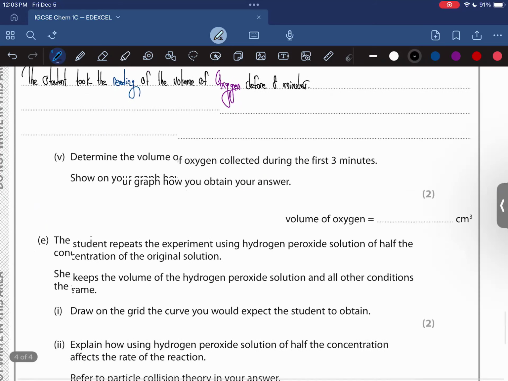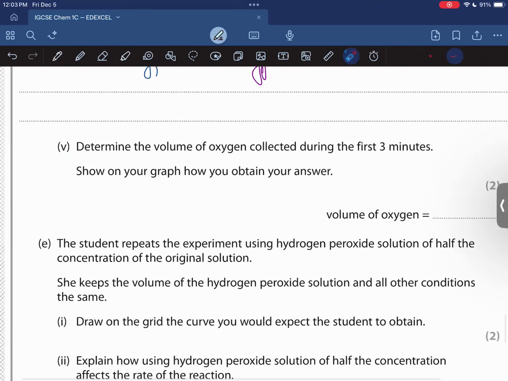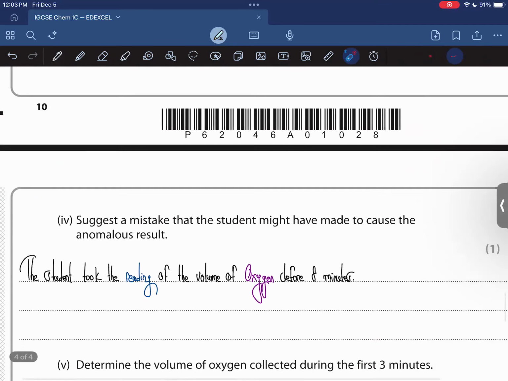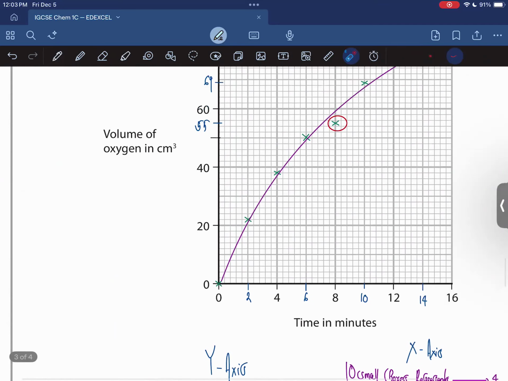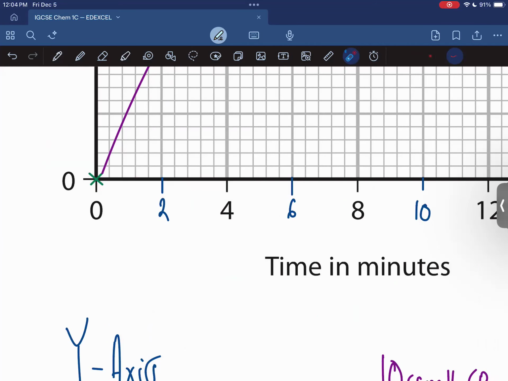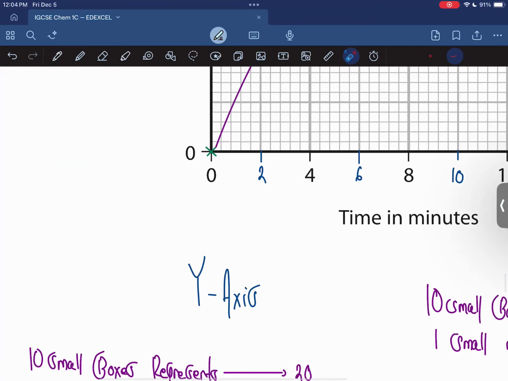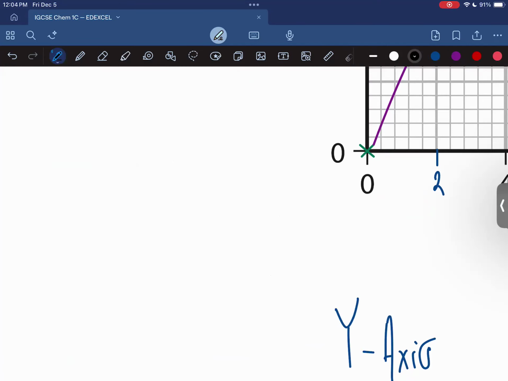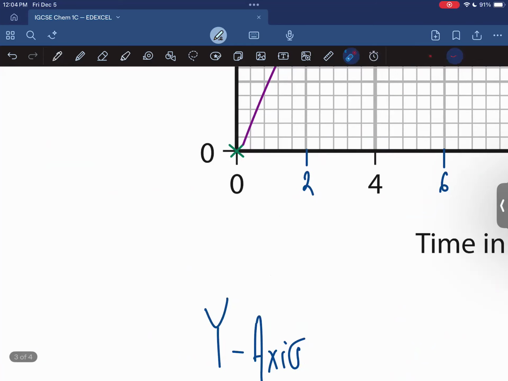Determine the volume of oxygen collected during the first 3 minutes. Okay, the volume of oxygen collected during the first 3 minutes. So 3 is over here. How many boxes would mean 3, right? So let's do something. I know that each of these boxes represents 0.4, right? So how many small boxes represent 3? Let's try to figure that out.